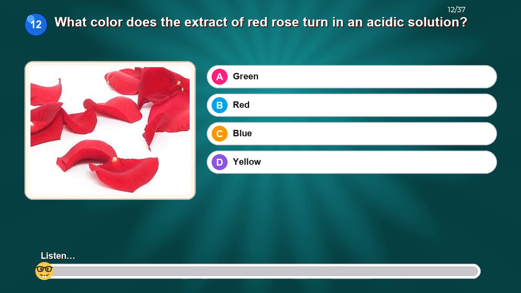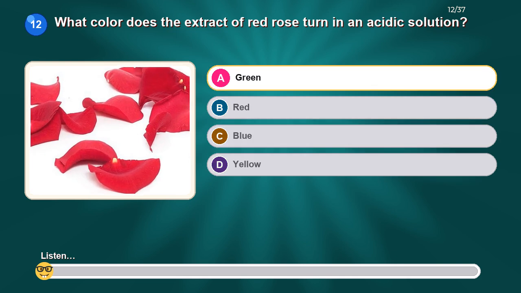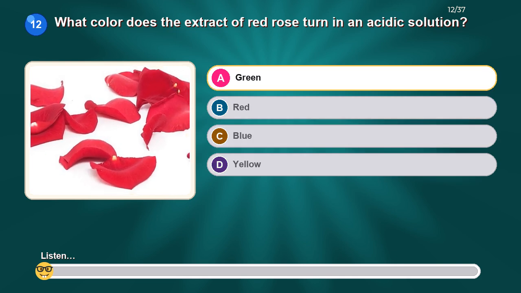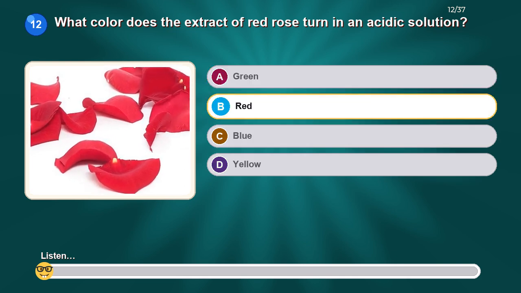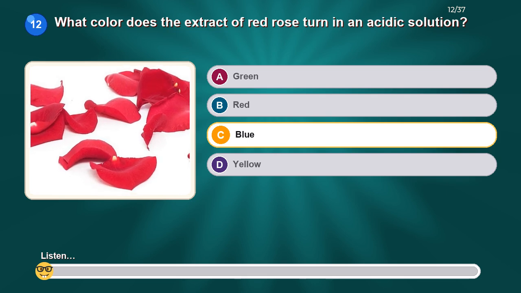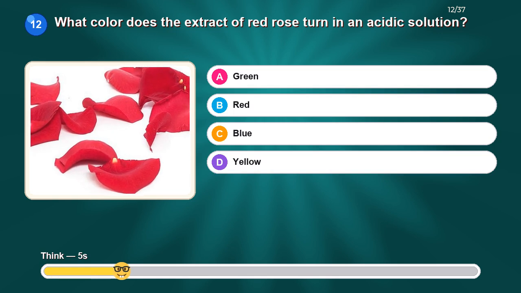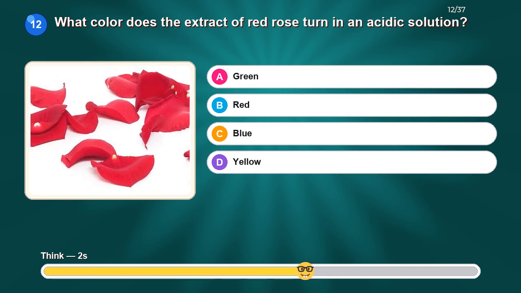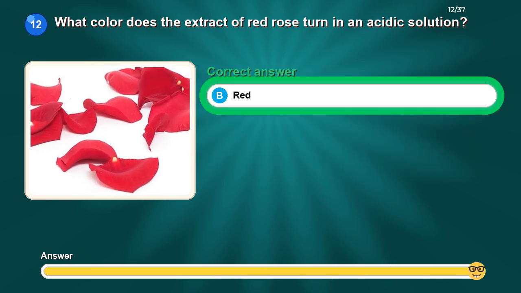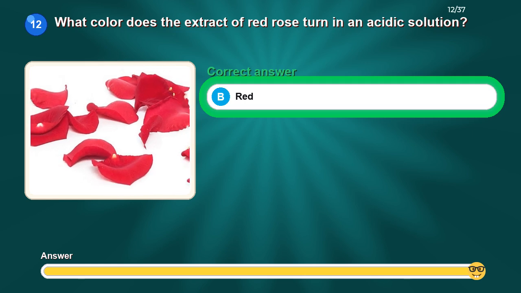What color does the extract of red rose turn in an acidic solution? Option A, green. Option B, red. Option C, blue. Option D, yellow. The correct answer is red.